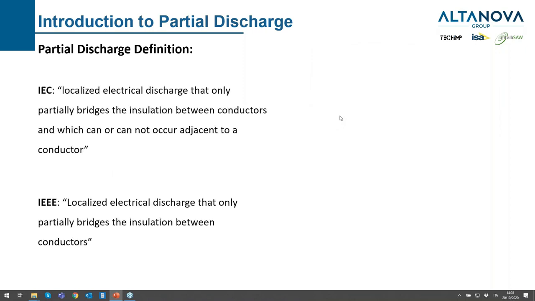In order to start, we can introduce the partial discharge as per the definition given by IEC. Partial discharge is a localized electrical discharge that only partially bridges the insulation between conductors, and which can or cannot occur adjacent to a conductor. The same definition is given by the IEEE: partial discharge is a localized electrical discharge that only partially bridges the insulation between conductors.